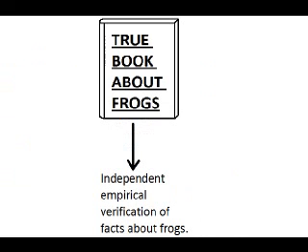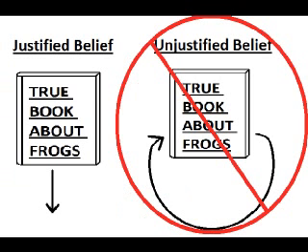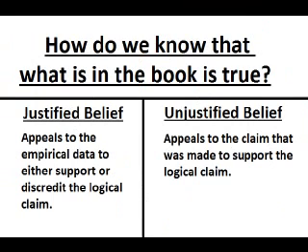To justify our belief in this book's claims, we may seek independent empirical verification, or to strengthen our belief without justification, we may seek dependent verification. This is also known as circular reasoning. When asked, how do we know that what is in the book is true, we can use independent verification to become more justified, or dependent verification, which leaves us unjustified.